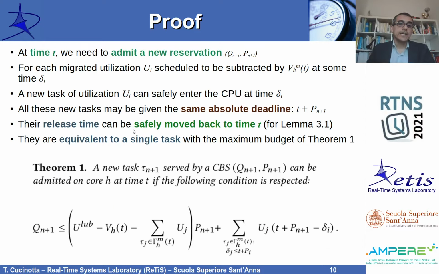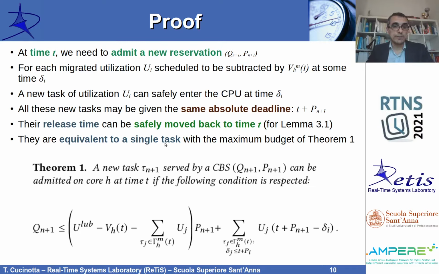Now, we consider the proof of the whole theorem by composing and applying this lemma in a specific way. At the time t, we need to admit a new reservation, which we call q_{n+1}, p_{n+1}. For each migrated utilization u_i scheduled to be subtracted from the core migrated utilization sometime delta_i, we can imagine that a new task of utilization u_i can safely enter the CPU at that time, at delta_i.